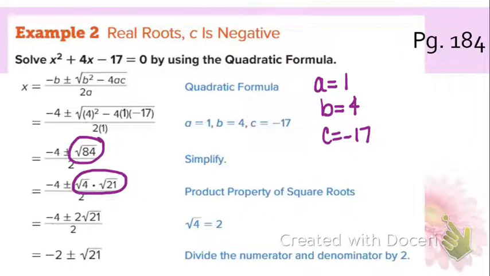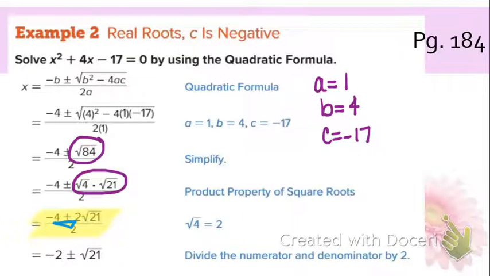Now, you can go one step further and simplify it. Okay, when you simplify it, you're looking for a number that will go into all three of these terms. And the number that goes into 4, 2, and 2 is 2. So what they did was they divided it all by 2. All right, so you have a lot of space off to the left on page 184.